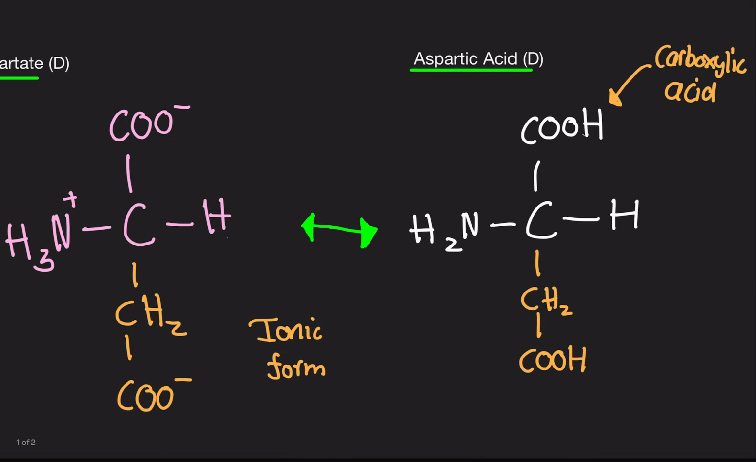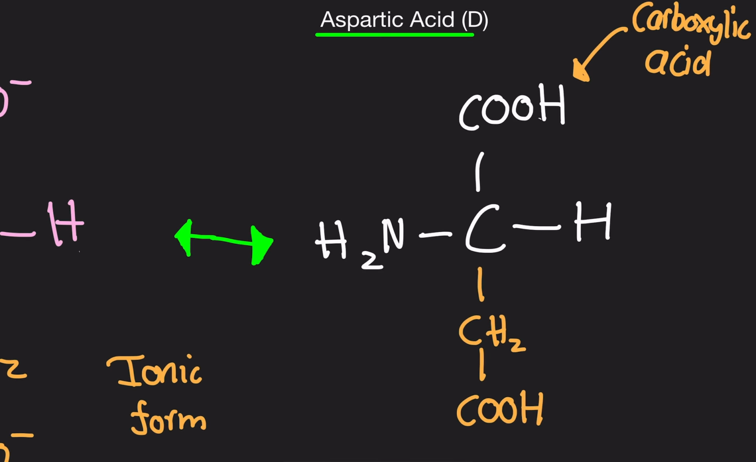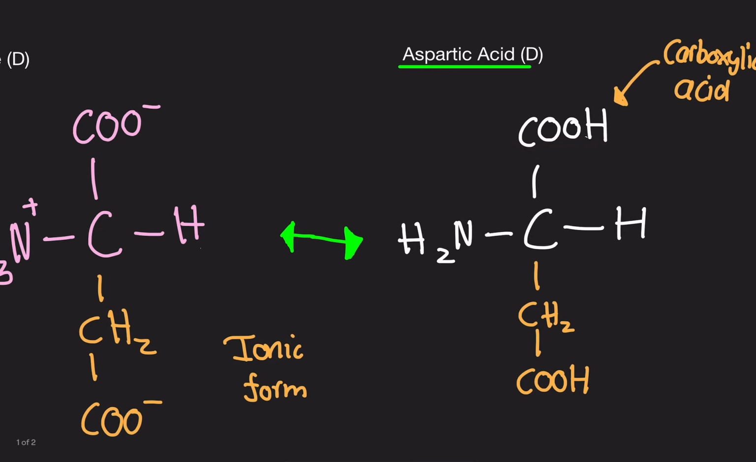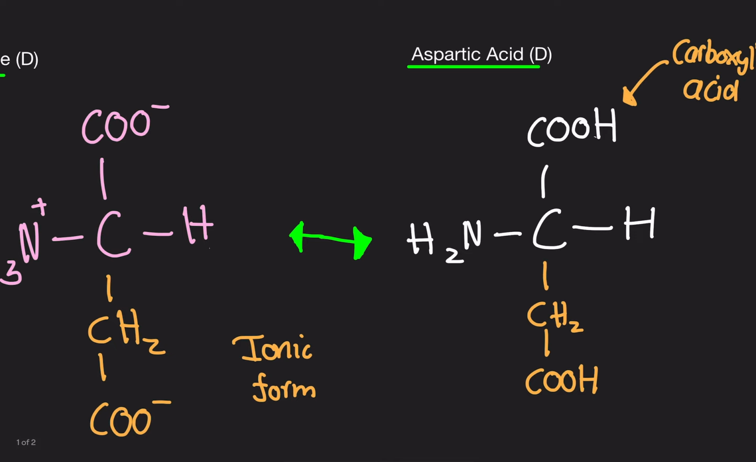Aspartic acid is when we change things up. So we still got our alpha carbon, that stays the same. We still got our hydrogen, that stays the same. Our carboxyl group, so let's compare. So our carboxyl group is now a carboxylic acid. So we added a hydrogen to it. Our NH3 is now an NH2, so we changed that.